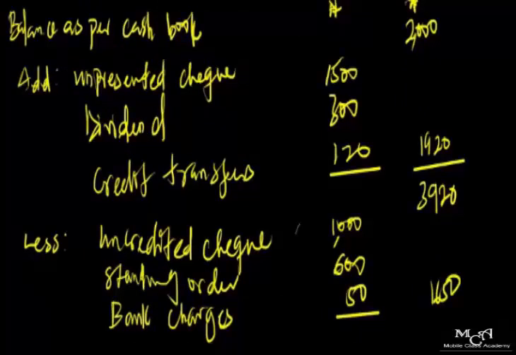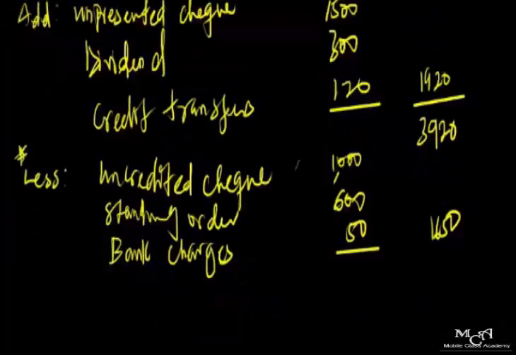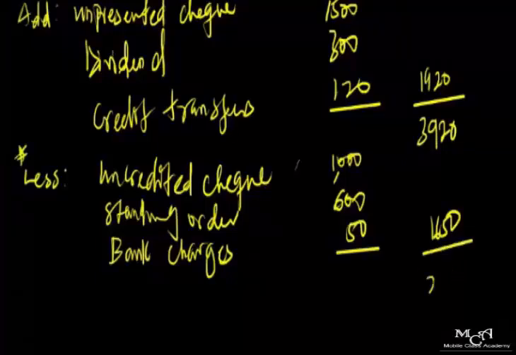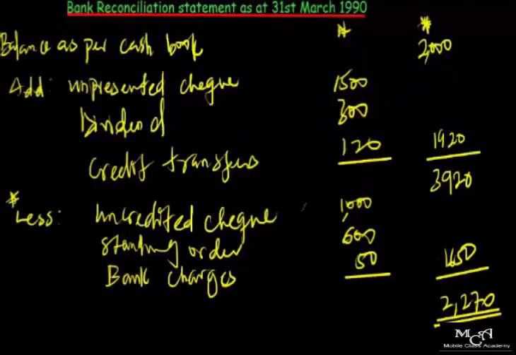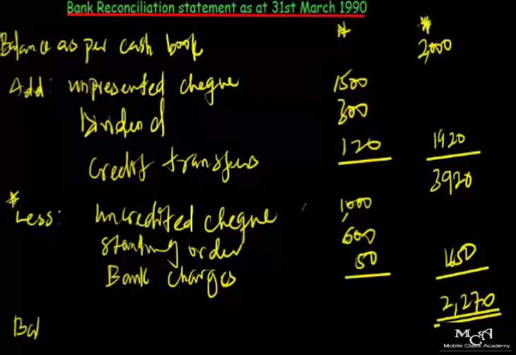Mind you, I said that we are not going to put this 1,650 in brackets because we have already signified here that we are lessing, we are deducting. So that is why we left it like this, because it's assumed you know that we are going to deduct this amount. 3,920 minus 1,650 will give us 2,270. We are going to rule it twice. It means that we are closing the account. This amount, 2,270, will now serve as our balance as per bank statement.